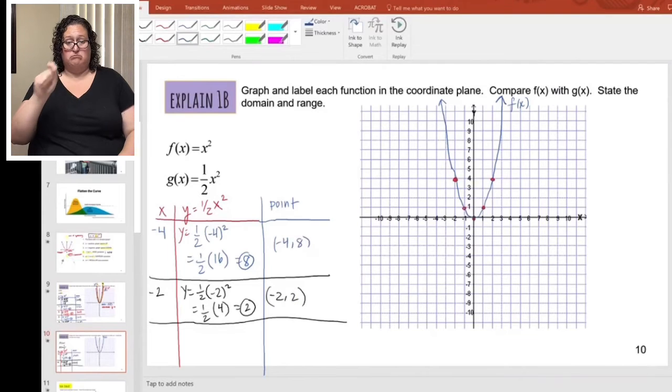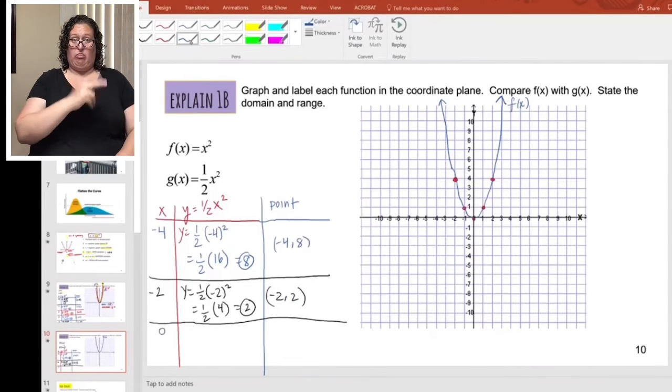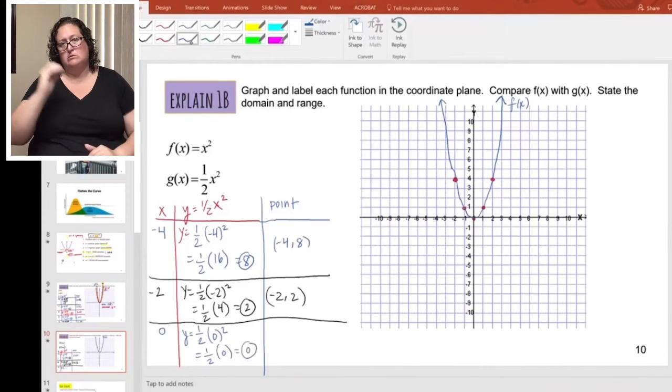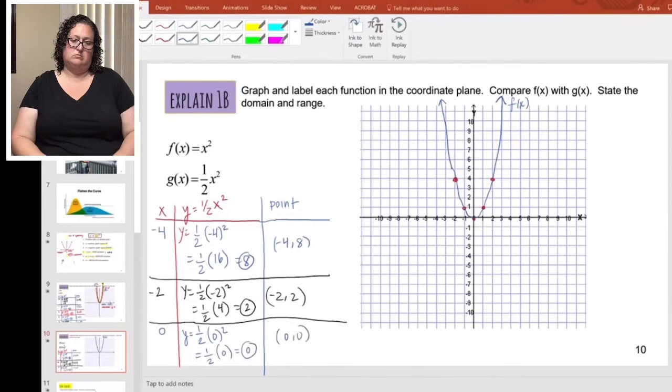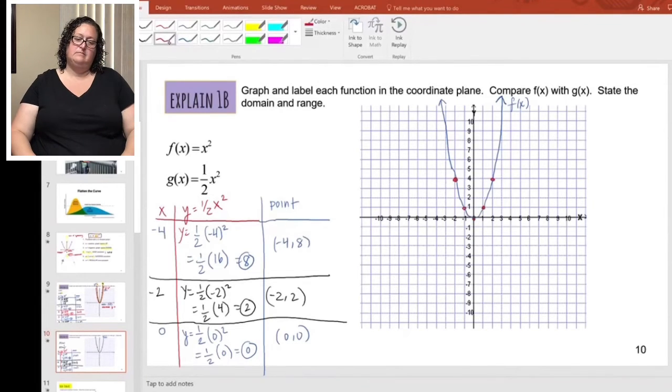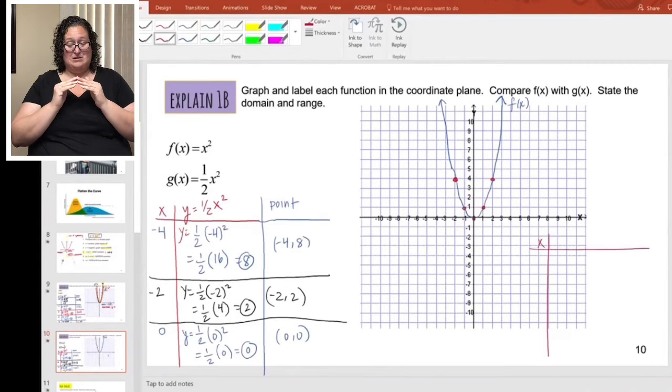For our third point, I want to go with 0. When x equals 0, y will equal 1/2 times 0 squared. 0 squared is 0, and half of 0 is 0. So 0, 0. I'm beginning to run out of room, so I guess I can continue my table on the right side, because I ran out of room.